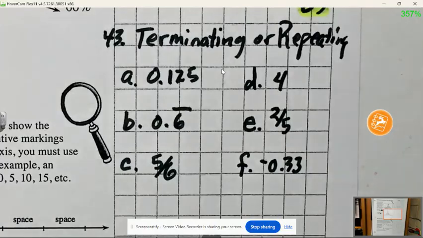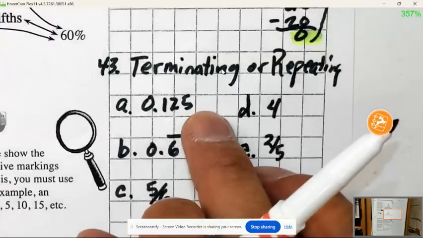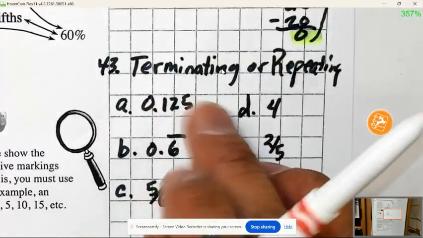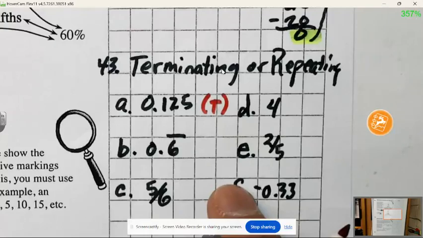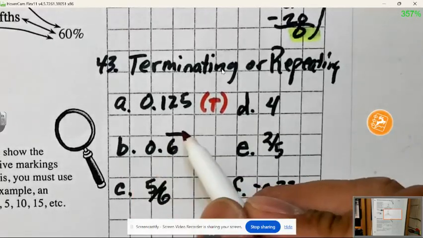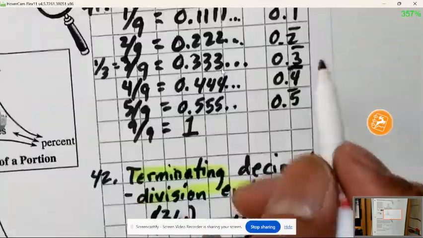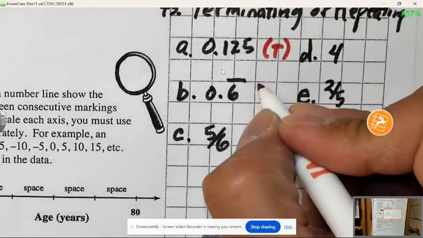All right. Since we have a 5 with no decimals after it and no bar, we know that this terminates. Okay, for B, there's a bar over the 6. That tells us that we have a repeating digit. So this one is repeating.